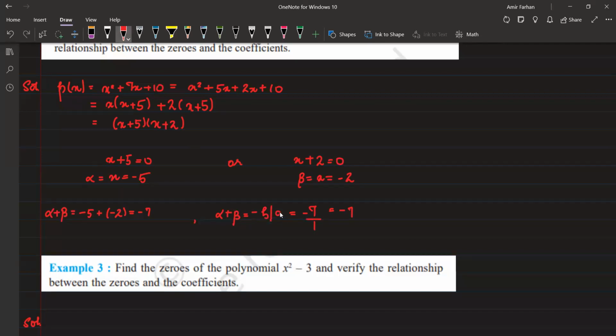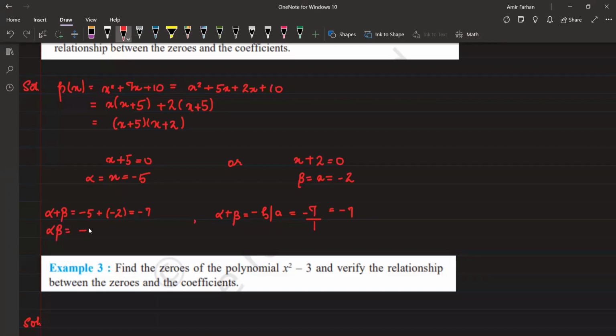Yes or no? Yes, sir. So both the values are the same. Alpha plus beta if we are adding and if we are taking the ratio, both are correct. So it means we have split the term very correctly. Clear? Next is alpha into beta.